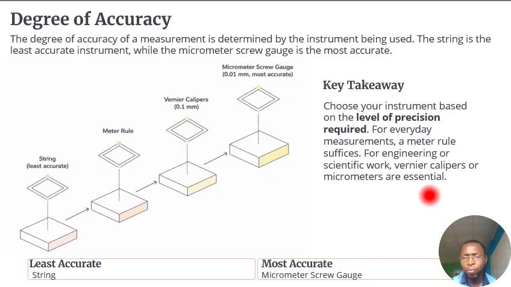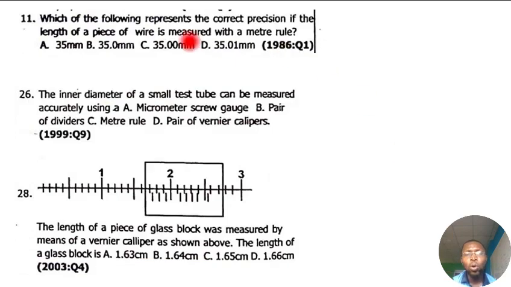However, depending on what you're using it for, for everyday measurement, it's better you use the meter rule, okay? But for engineering and scientific work, the best to use are the vernier caliper and the micrometer screw gauge. Let us see some questions on this topic in JAMB. Look at this question here.